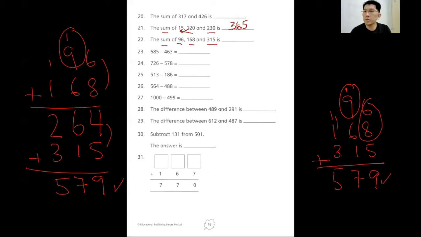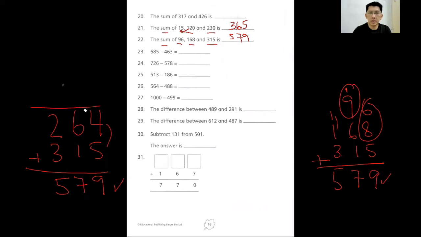Okay, I hope you now know which one you like, so you can actually use the same method for other questions. 579, I'm going to write it down here. Okay, now I'm going to clean the screen so that I can move on to number 23.